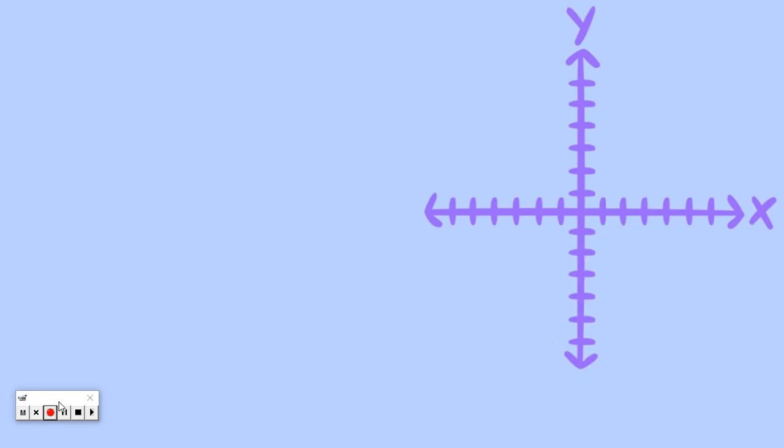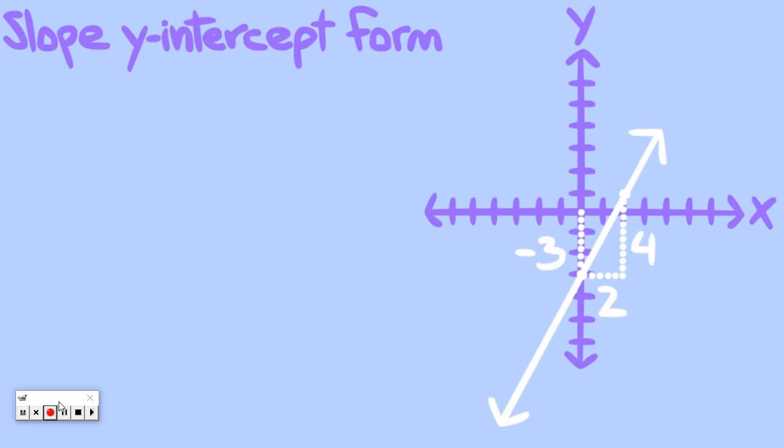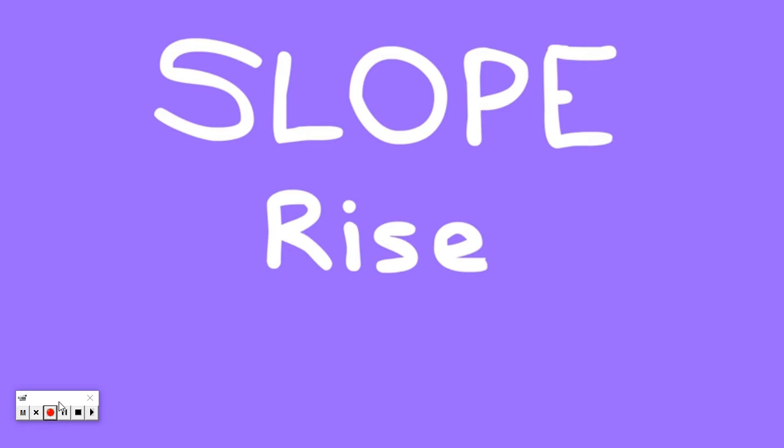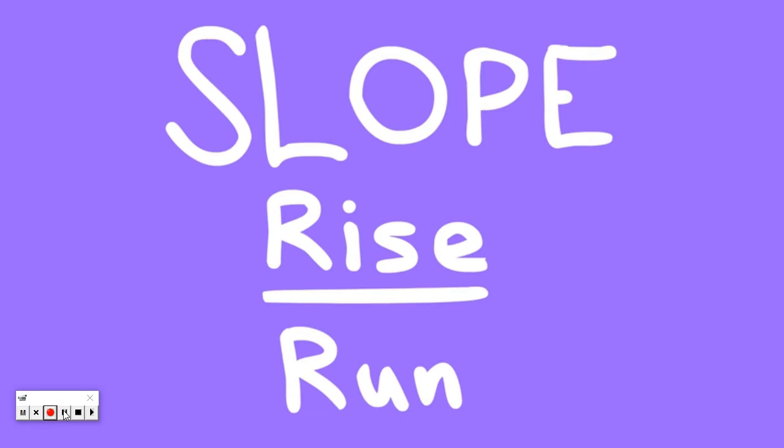Now there's this thing called slope. There are two ways that it's expressed. It's the rise over run. It's the change in y over the change in x. Slope is the rise over run.